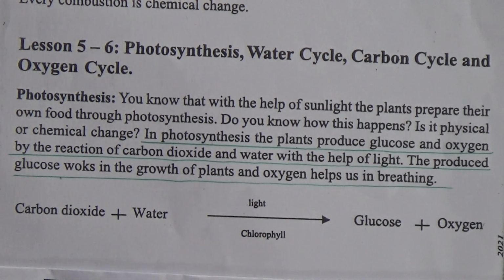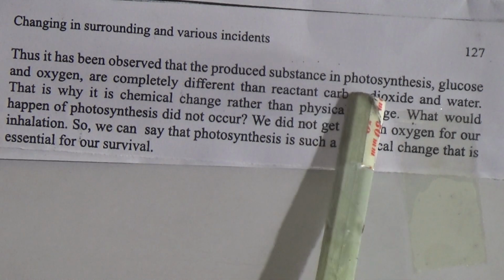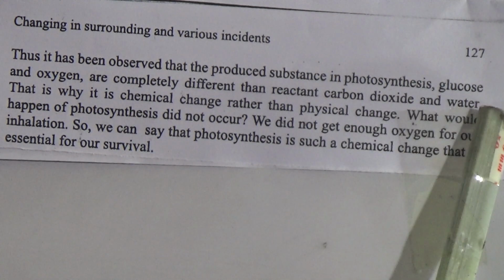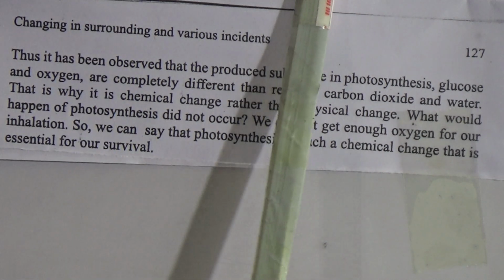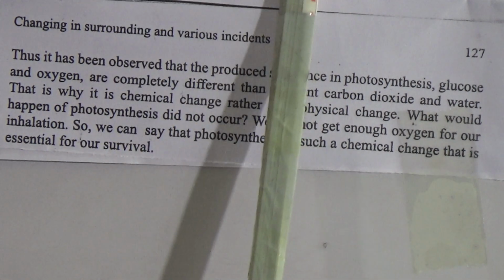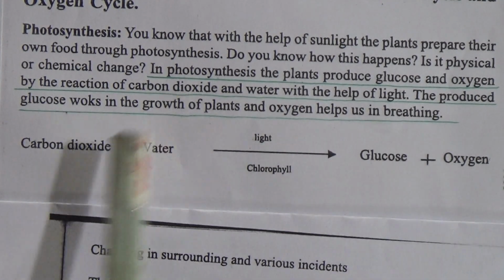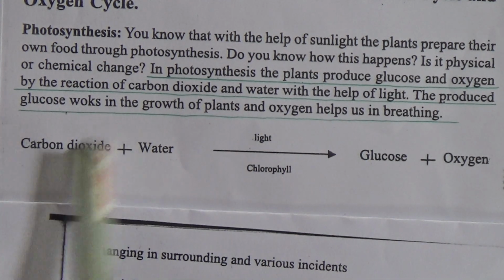Now, changing in surroundings. Thus, it has been observed that the substances produced in photosynthesis, glucose and oxygen, are completely different from the reactants carbon dioxide and water. My dear students, see this chemical reaction again. The reactants are carbon dioxide and water, and by reacting, after the reaction, glucose and oxygen are produced. So these are completely different substances. That's why the photosynthesis process is a chemical change.